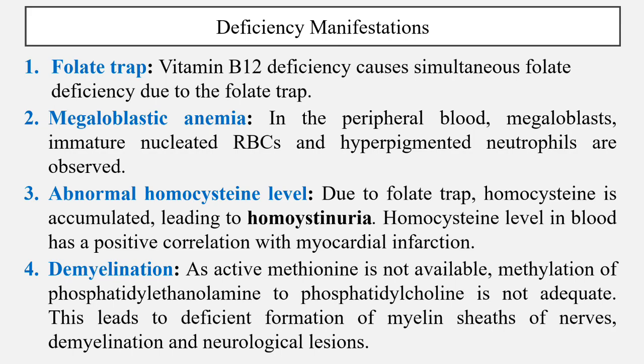Next, demyelination. Active methionine, that is S-adenosylmethionine, is required for methylation of phosphatidylethanolamine to phosphatidylcholine. Whenever B12 is deficient, there is a folate trap and decreased synthesis of the active form of methionine from methionine. That leads to deficient formation of the myelin sheaths of nerves, which leads to demyelination and neurological lesions.